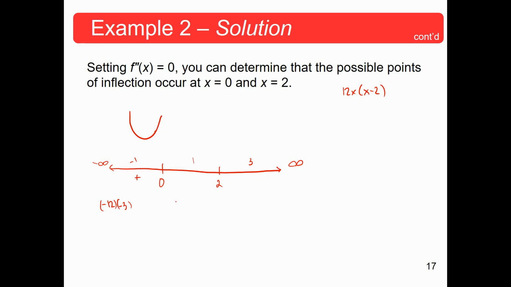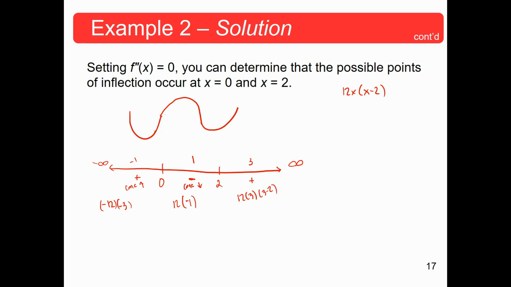Now at 1, because we have to use the test point, right? 12 times 1 is 12. 1 minus 2 is -1. That gives us a negative number, which means we are concave down. Okay? So this was concave up. This is concave down. Now we plug in 3. 12 times 3, 3 minus 2, it's positive, positive. All this is positive, so once again we are concave up.